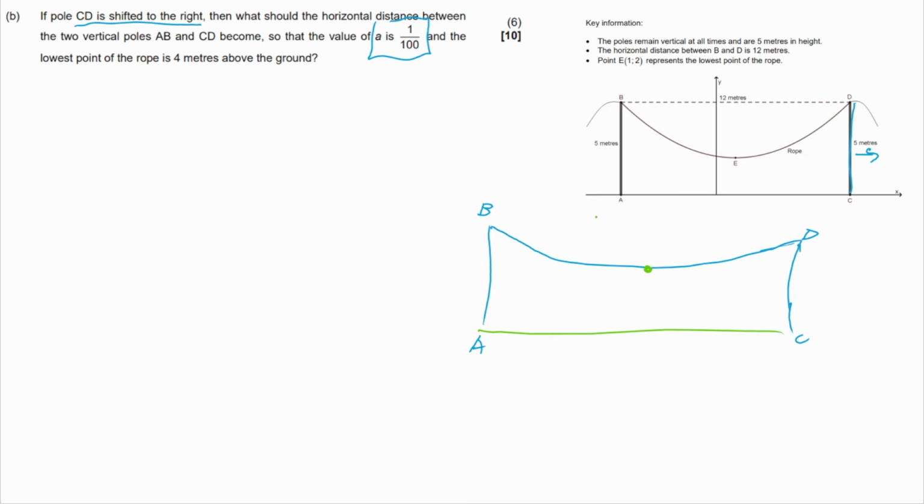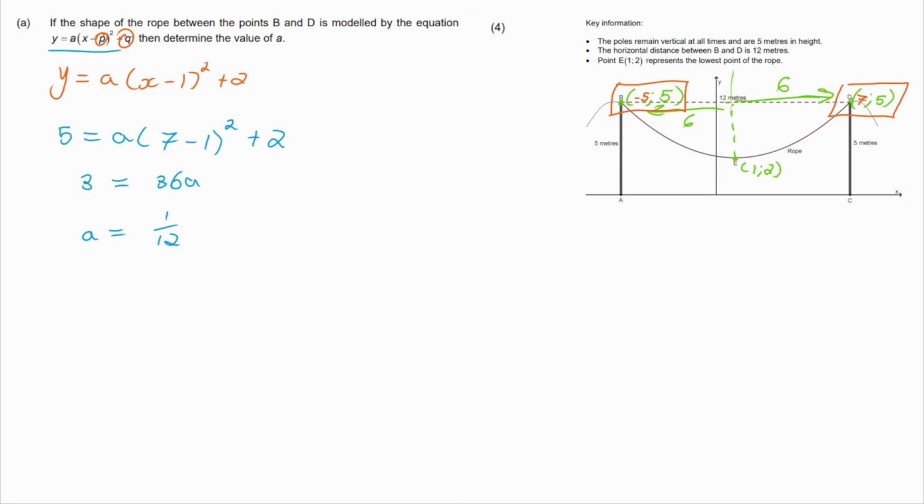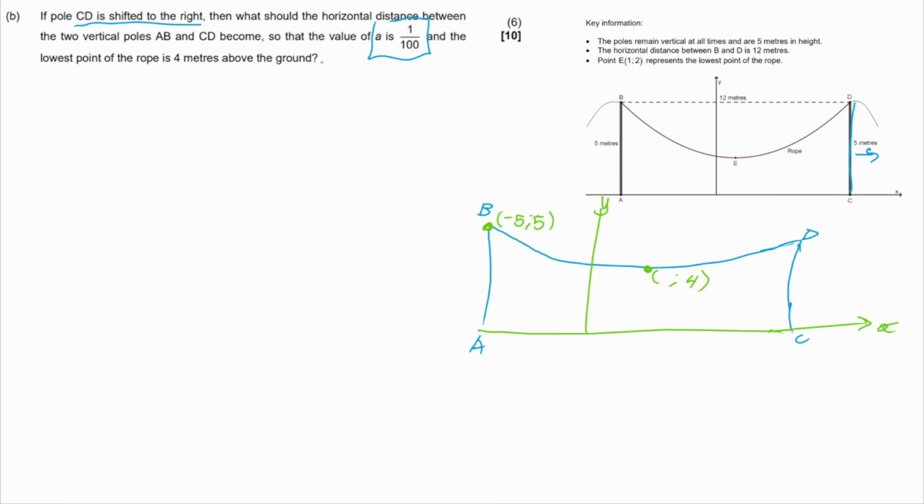And here was our y-axis over here. So what we know now is this y coordinate is 4. Remember AB does not change, so this is still negative 5, 5, I believe it was from the previous question. Yes, because AB is not moving, CD is moving to the right. And we have some of this information, but what we need to do now is work out this distance between B and D.